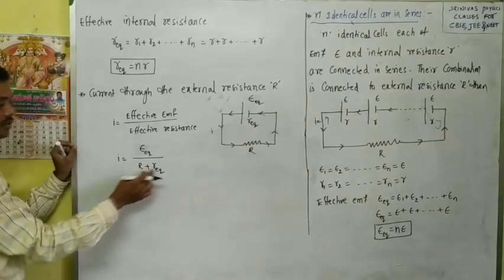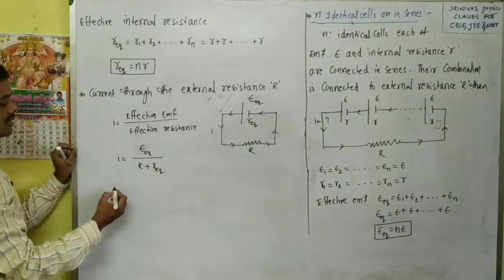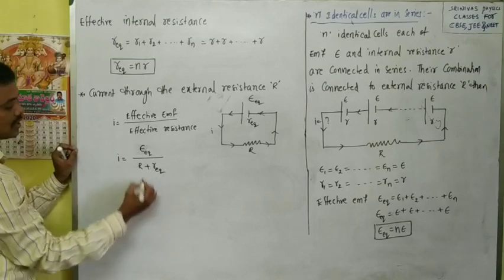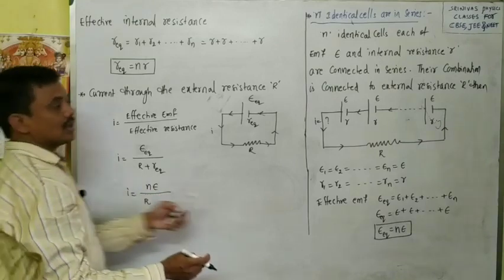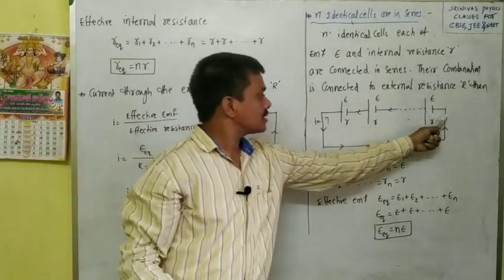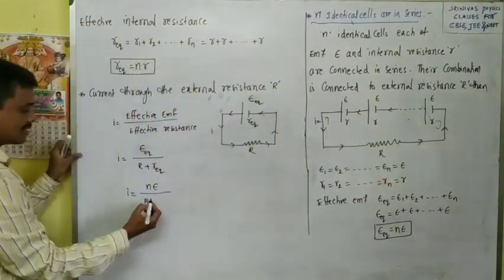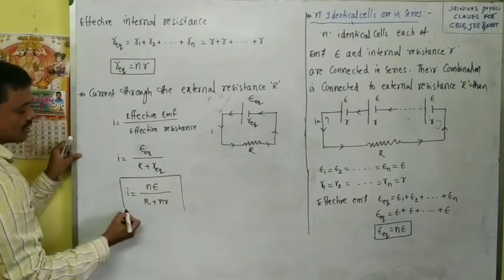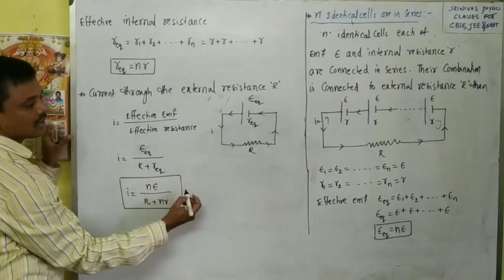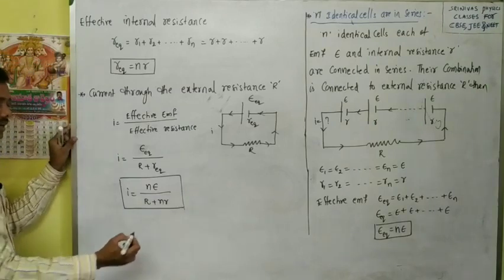External resistance is capital R. Total is capital R plus R equivalent. Then what do we write for the formula? Yes, E equivalent we know already. The effective resistance is what? External resistance capital R. The combined resistance of all these cells is nr. Right? Capital R plus nr we write. This is the current formula in series combination of identical cells.